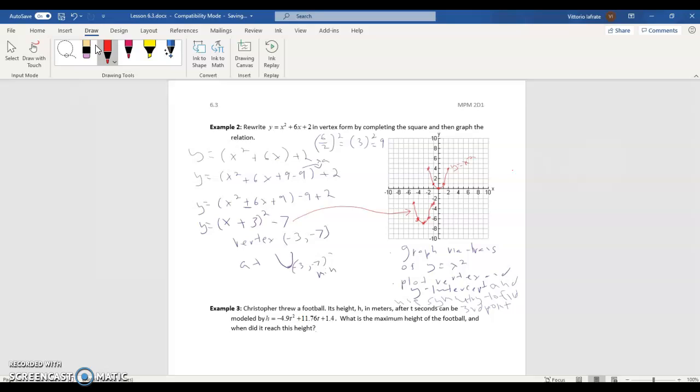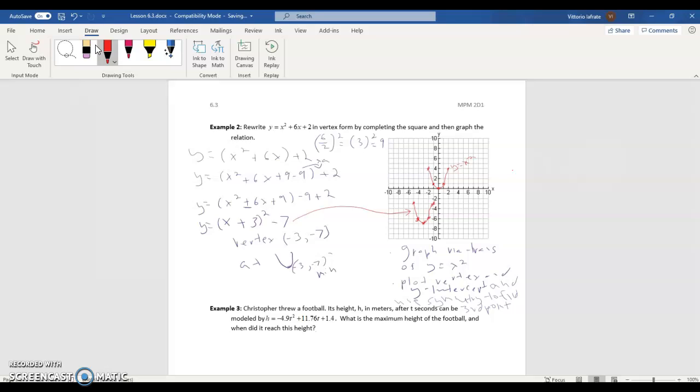You could have just plotted the vertex, found the y-intercept by plugging in 0 here, and you would have found that it would have been 2. I should say, that's right, 2. So when you put 0 in here, you have 9 minus 7, so that would be 2. You could have drawn your parabola so that it hits at 2. And then if you know that you're at 2 when you're at 0, you could use your axis of symmetry to find where the other point would be where you're also at 2.